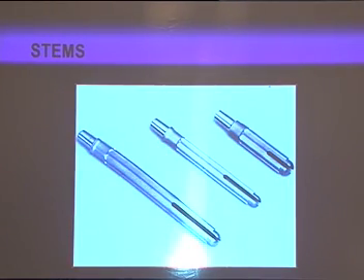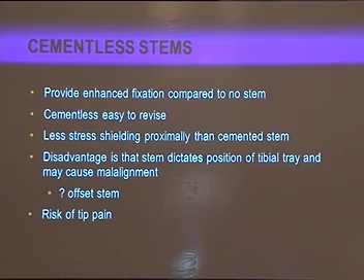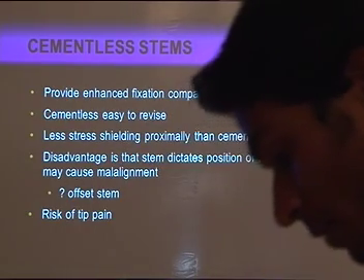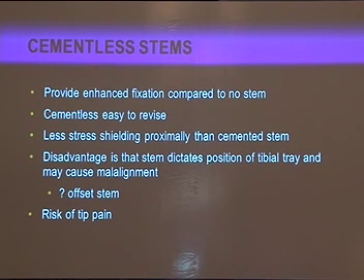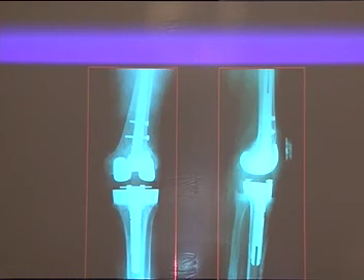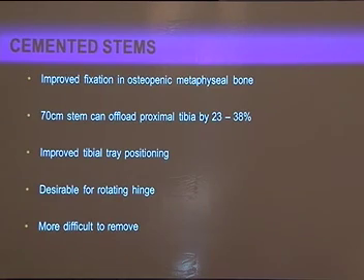So coming on to the stem, we can use the uncemented stems which provide enhanced fixation compared to no stem. They're easy to revise. They provide less stress shielding proximally than cemented stems. However, the disadvantage is that the position of the stem normally dictates the position of the tibial tray unless we have an inbuilt or a dialed in stem. There is always a risk of tip pain or fractures around the tip. This is a picture of a patient in which we used a tibial tray with a stem, uncemented.